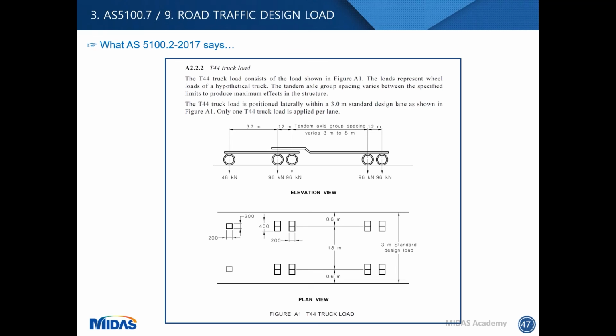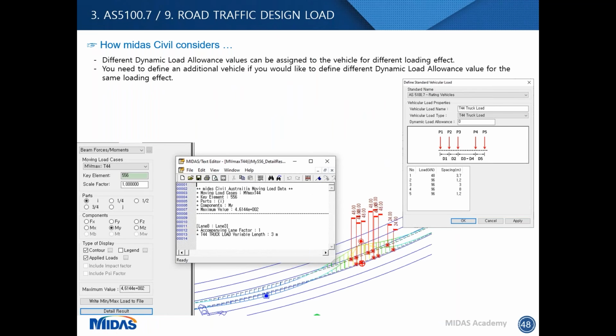We updated T44 turret load. Here we have also variable spacing. We consider this as well for T44 turret load. And it shows you the critical spacing value and lane factor when you see the moving tracer function.